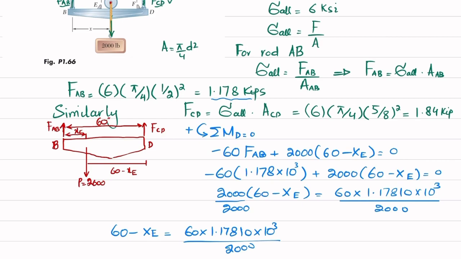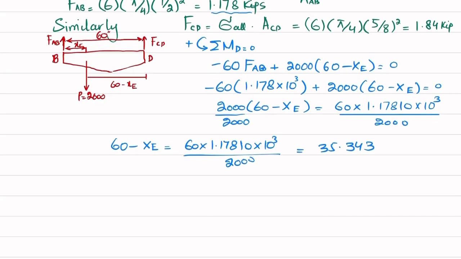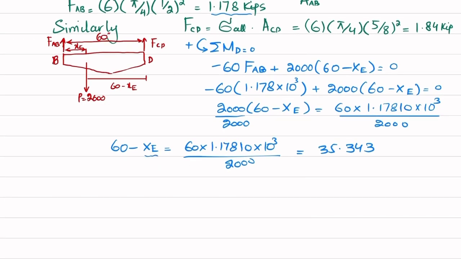Clear? And you will get this value equal to 35.343. We are interested in finding XE. So XE will be equal to 60 minus 35.343, which will give you 24.7 inch.